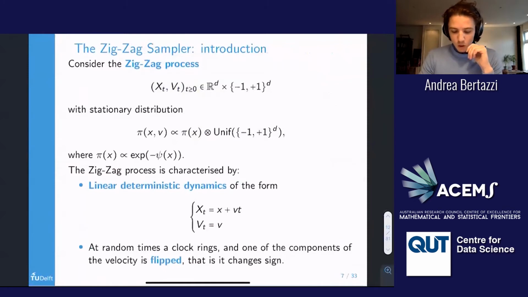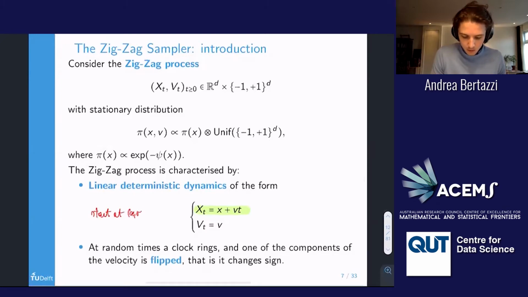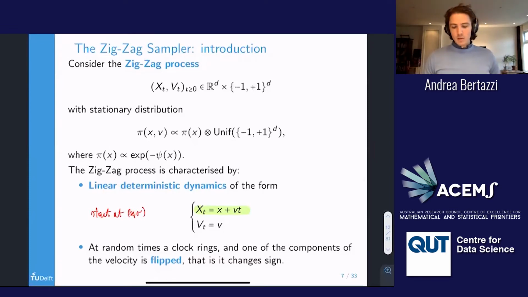Okay, and then how does the zigzag process work? Basically, we have linear deterministic dynamics, so it's piecewise deterministic, right? So we will have a deterministic part, as we said already. In the case of zigzag, this is a deterministic linear dynamic in the position part, meaning that we will move with velocity v. So here I'm assuming that we start at (x, v), and this is then what happens. We will evolve and get x_t equals x plus vt, so constant velocity, and v_t will be equal to v. Until the next event time, until something random happens, the velocity stays constant. And then at random times, there will be some clock ringing, and one of the components of the velocity is flipped, meaning that it changes sign.